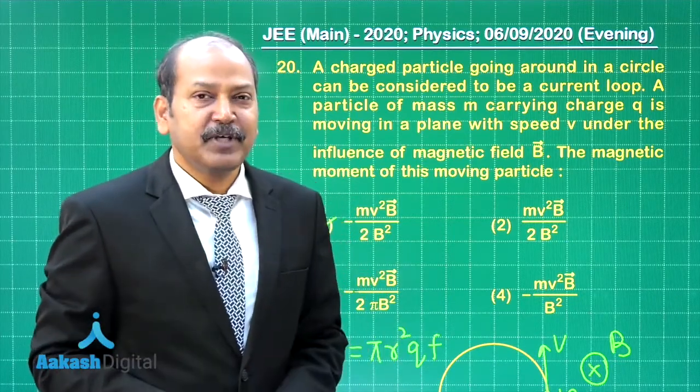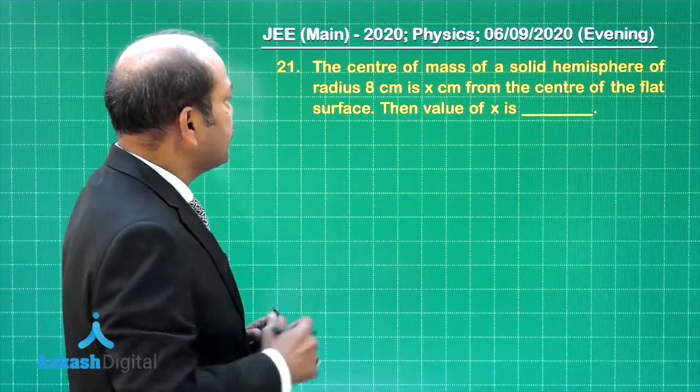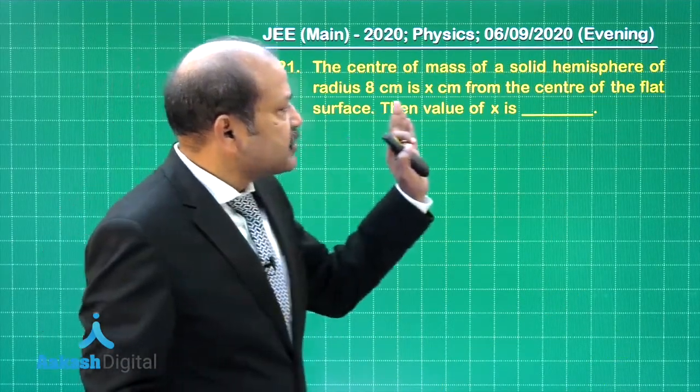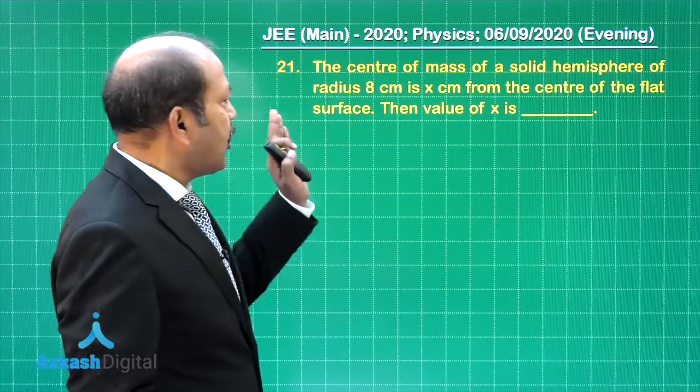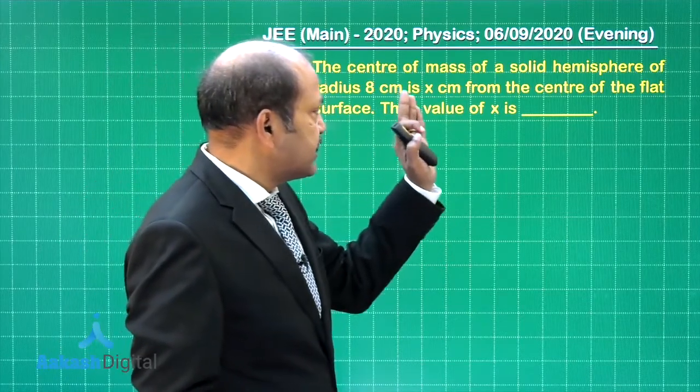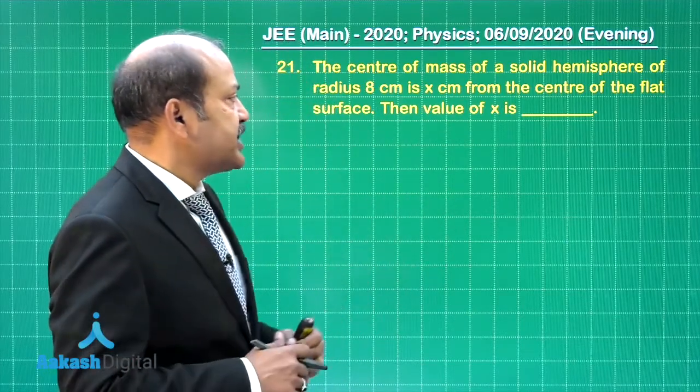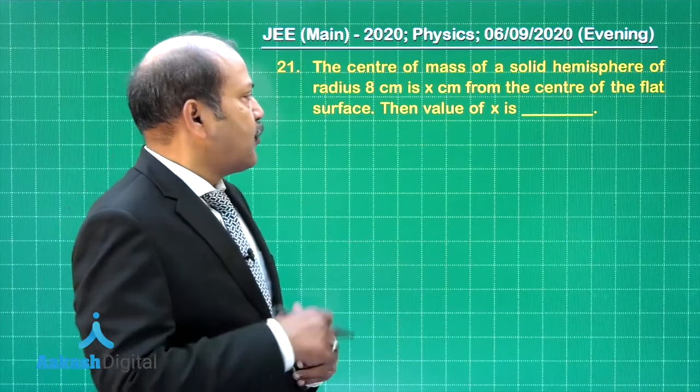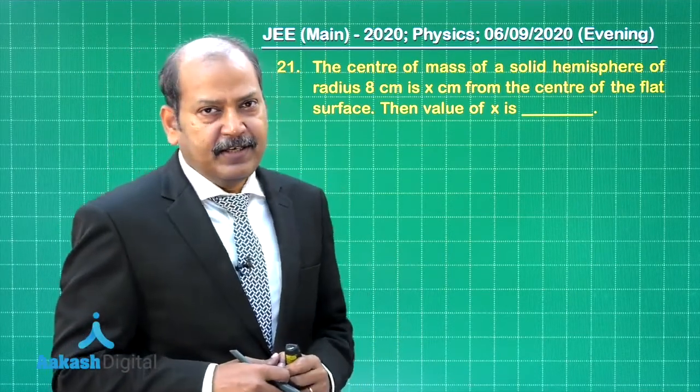Let's go to question number 21 now. Question 21 says the center of mass of a solid hemisphere of radius 8 centimeter is x centimeter from the center of the flat surface. What's the value of x?